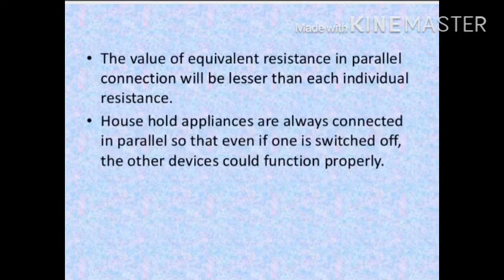Household appliances are always connected in parallel so that even if one is switched off, the other devices could function properly. So remember students, if one bulb is fused, since it is connected in parallel, the rest of the bulbs will glow. If it is in series, when one bulb fuses, the entire set of bulbs goes out, you won't have any light.